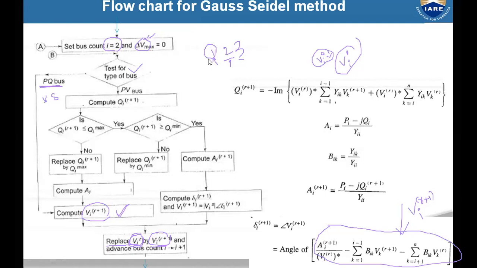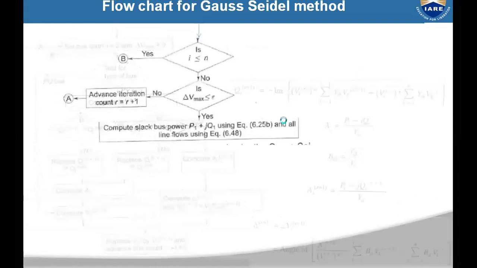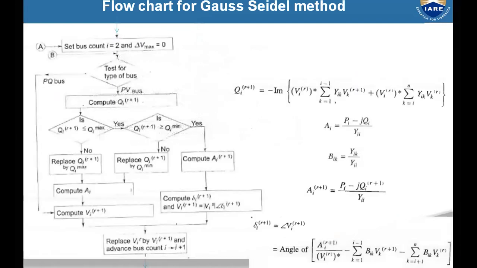So after increasing the bus count you have to go again to this step. Test for what? Test for the type of the bus again. From this, again you will go to here. So after incrementing the bus number from second to third, you have to check again the type of the bus, whether the third bus is a PQ bus or a PV bus.